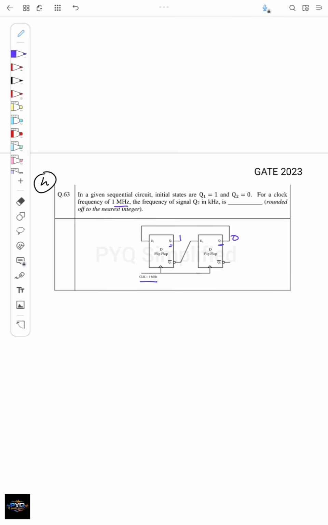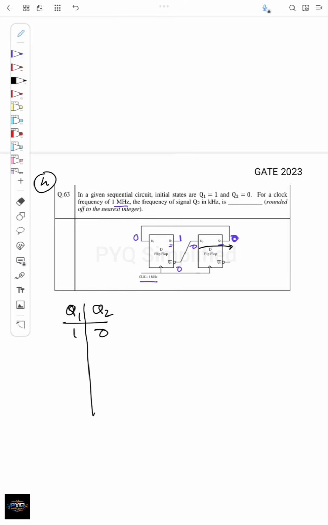the frequency of that. Since this is 1 and this is 0, this 0 will come here as d1, and since this is 1, q1 bar will be 0. So this will be the input here. Initially I'll write here q1 and this is q2, and initially the values are 1 0. So what happens in the next rising edge of the clock?